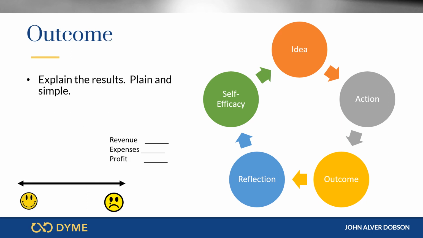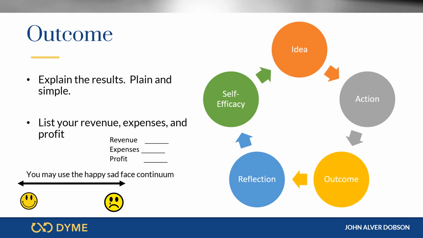The outcome. Just explain the results, plain and simple. Don't overcomplicate it. You can list your revenue, you can list your expenses, you can list your profit. You can also use this happy, sad face continuum. I thought it was going to go really well, and it went even better than I thought, or it didn't really work out. So just what happened.